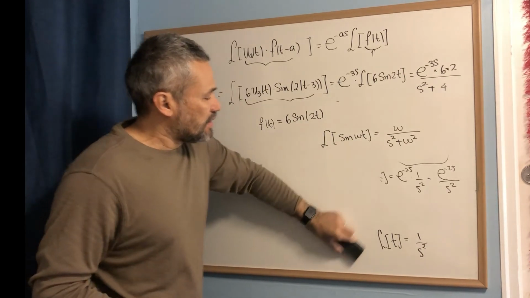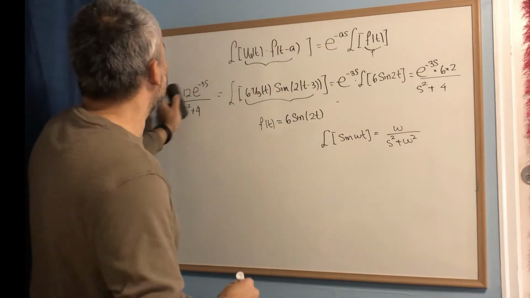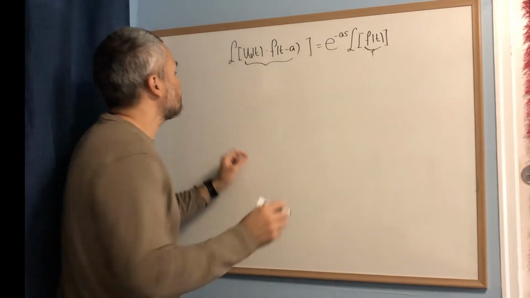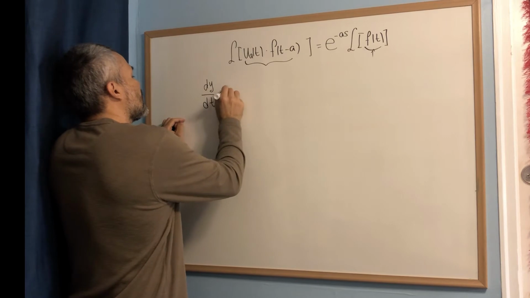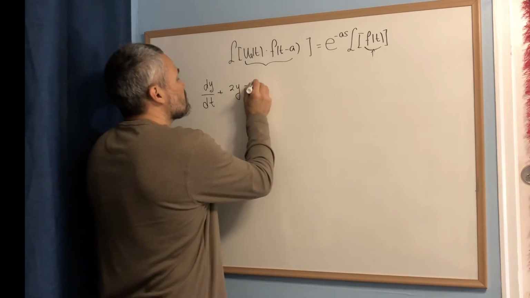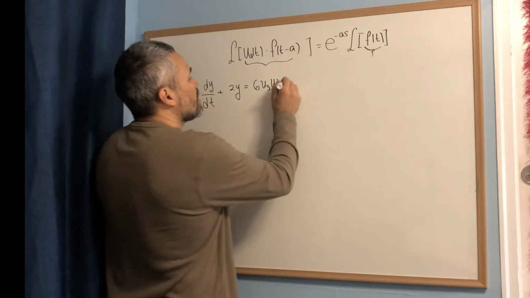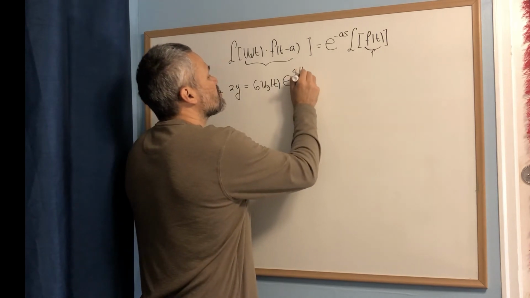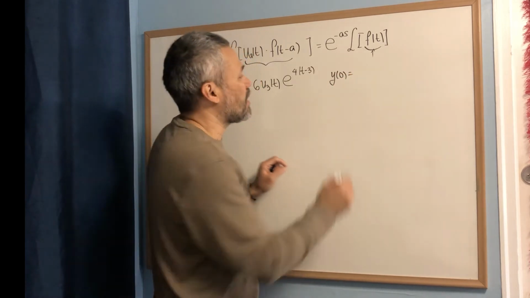Okay, let's end this video by solving a differential equation that requires the use of that formula. Let's solve this differential equation: dy/dt plus 2y equal to 6 times u3 of t times e to the 4 times t minus 3, and y of 0 equal 1.